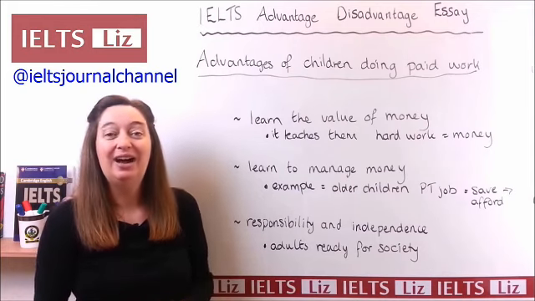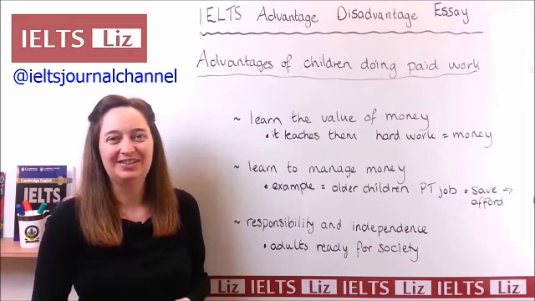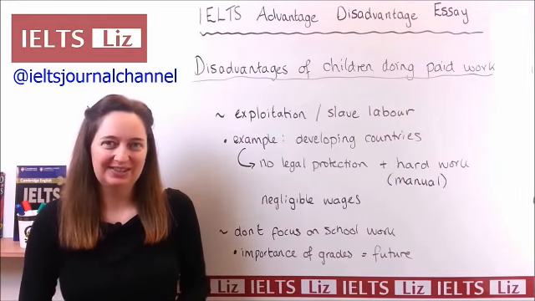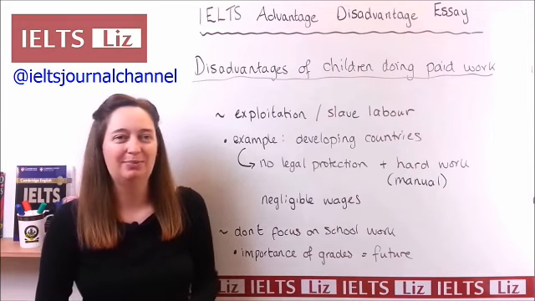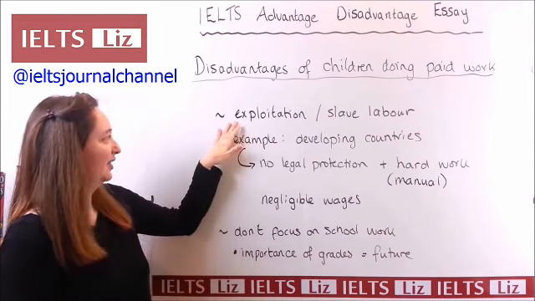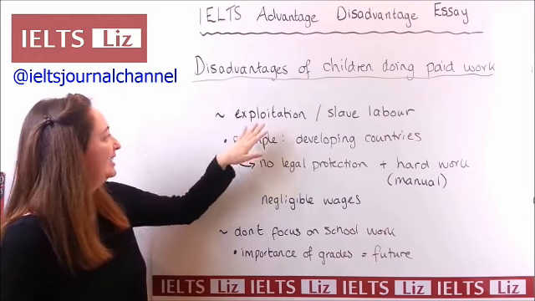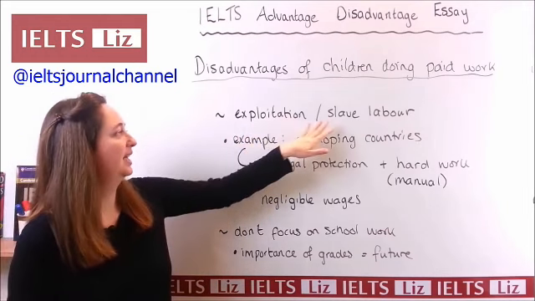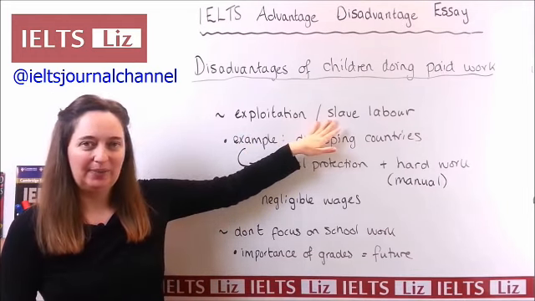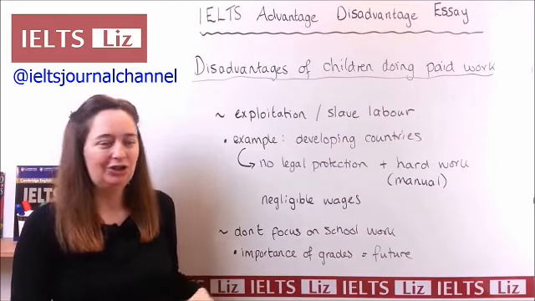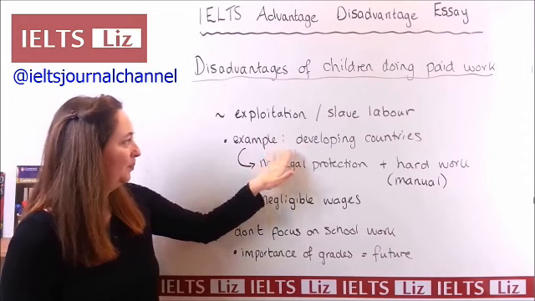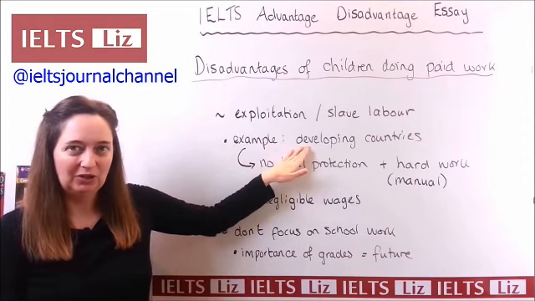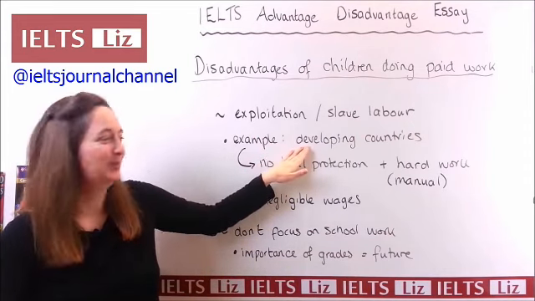Right, let's have a look now at the other side, the disadvantages. I've got two disadvantages for this essay for why it is wrong for children to do paid work. The first disadvantage, as I've mentioned before, is that it opens children up to exploitation and slave labour. That's a really big issue. And what we're going to do, the supporting points will be an example, and I'm going to use an example of developing countries. You could use underdeveloped if you want.